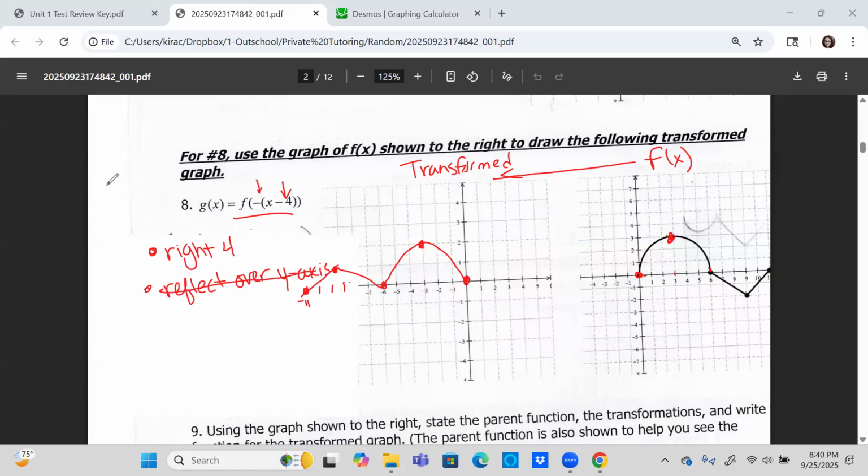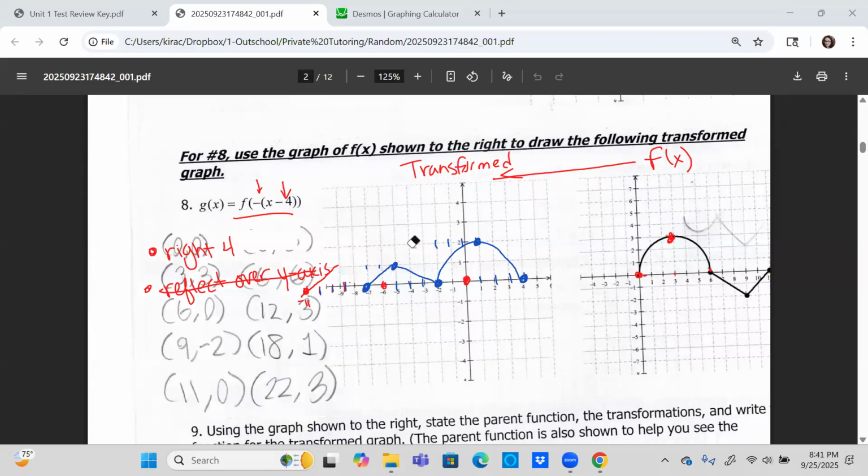So that part's done. But now scoot everything right 4. So 1, 2, 3, 4. 1, 2, 3, 4. Oh, that's hard because I ran out of graph. 1, 2, 3, 4. Okay. So circle, two, two. The blue is the answer.